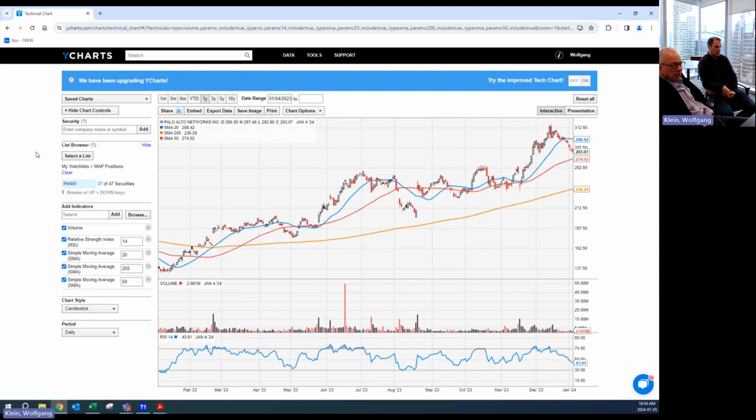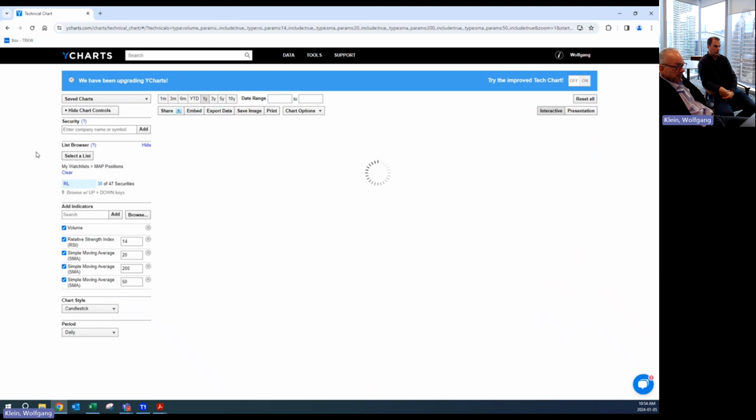Palo Alto Networks, internet security, cybersecurity, very, very important. Hack after hack. It's an amazing industry because that is where the new war is going to be fought. So Palo Alto Networks, a leader in the space.